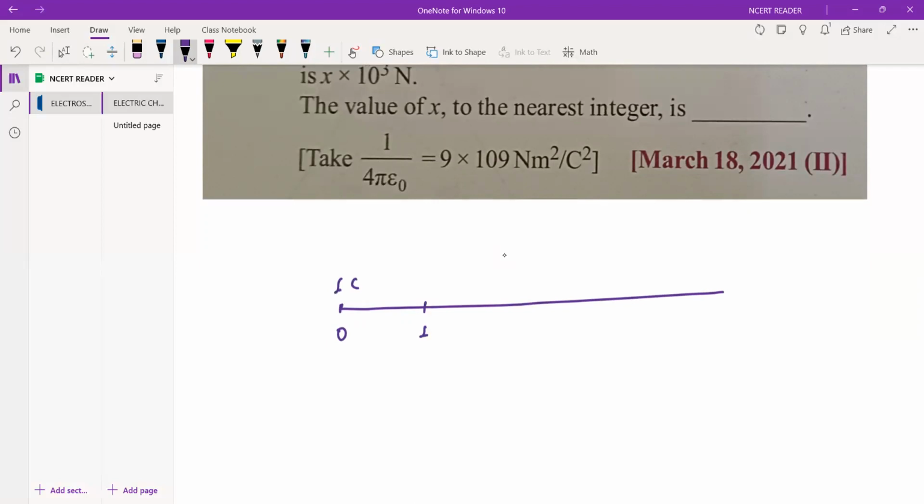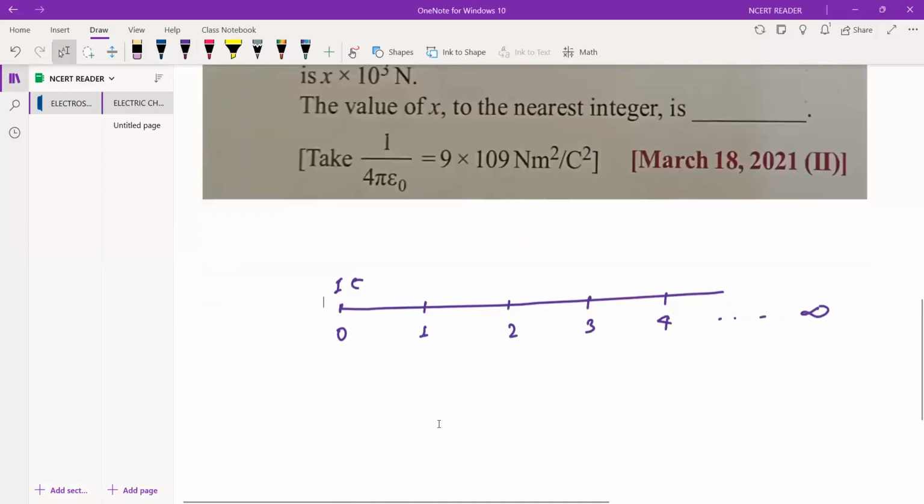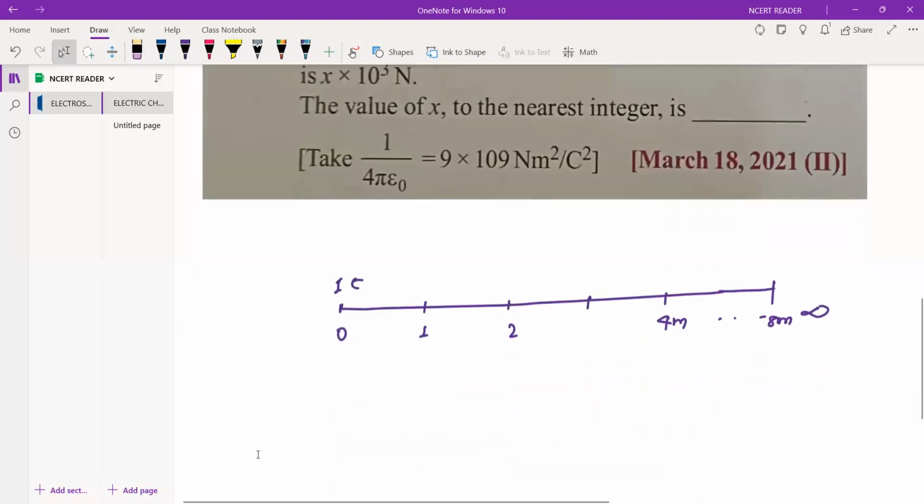Next we have one, then we have two, then three, and then four, likewise till infinity. It is given to you that there is 1 coulomb at the origin, and then the infinite number of charges are at 1 meter, then 2 meter, then 4 meter, then the next charge is at 8 meter. Likewise the charges are kept here. So first is 1 meter, then 2 meter, then 4 meter, then 8 meter, likewise the charges are placed till infinity.